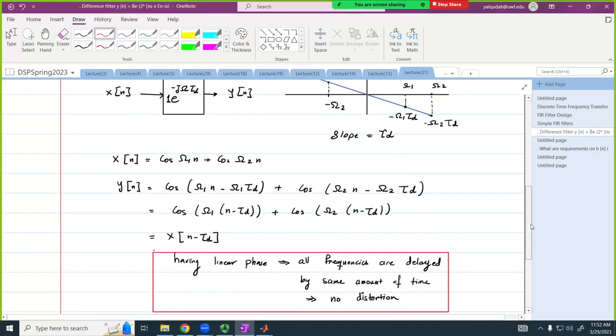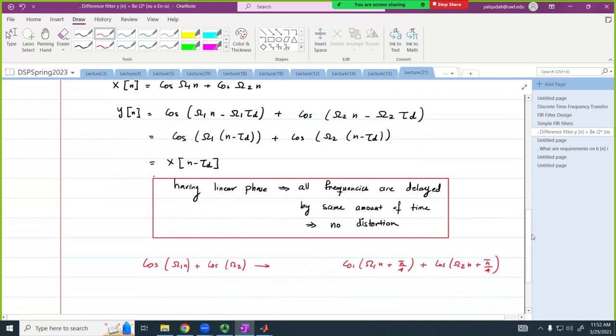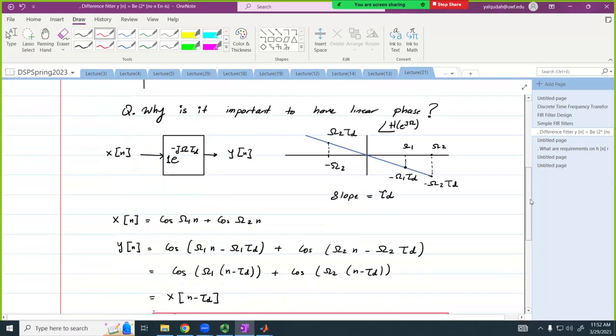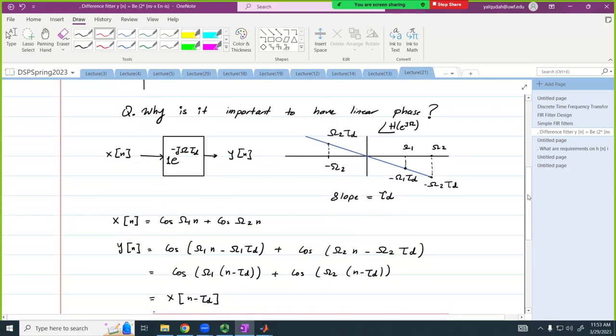Now the other thing we need to know is what happened to the signal that we inputted. It got delayed by tau delay. What is that tau delay? It is the slope of this curve, negative tau delay. The steeper the slope, the more delay. If the slope was 0, what does that mean? There's no delay. The steeper, the more delay.